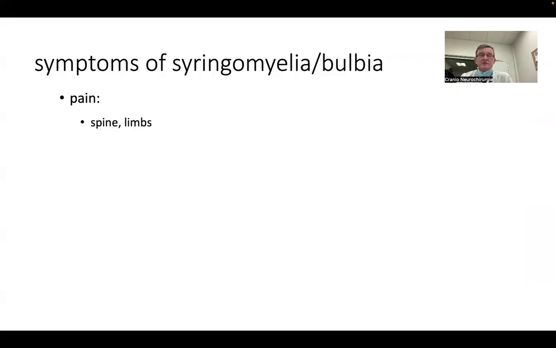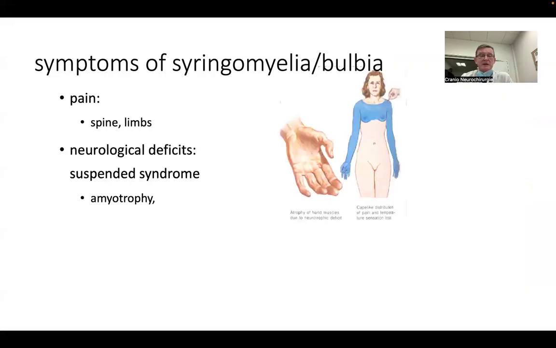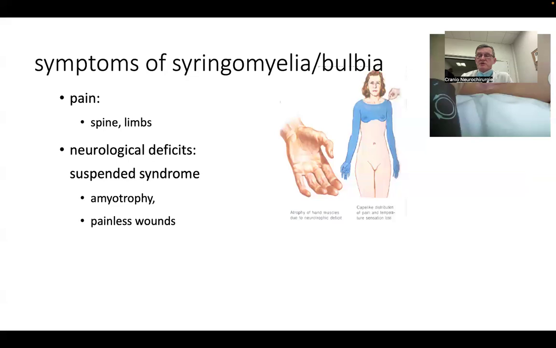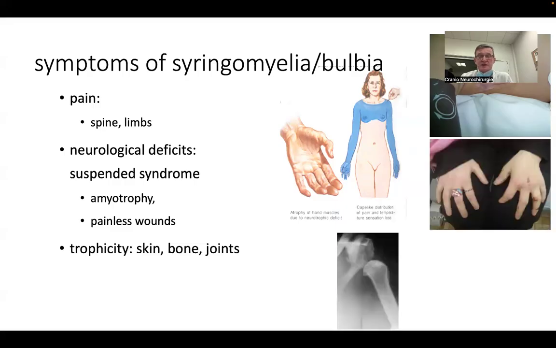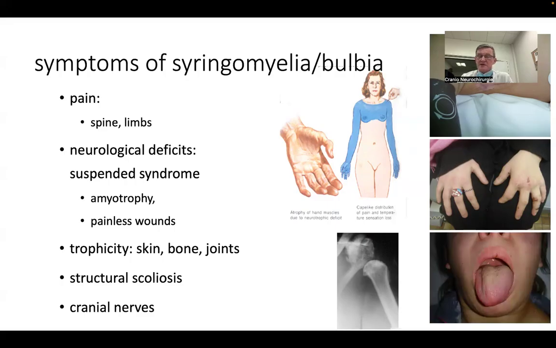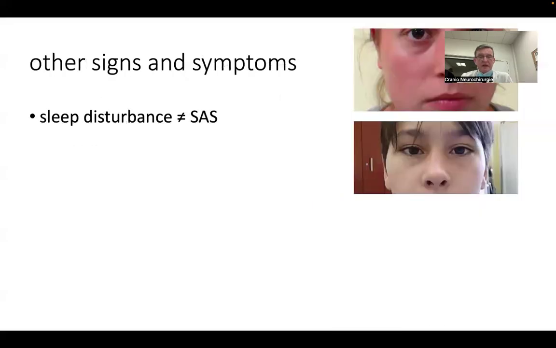Then you can have symptoms of syringomyelia, syringobulbia. It can cause pain in the limbs, in the spine. It can cause neurological deficit, typically with a suspended syndrome, and with amyotrophy, with painless wounds, like in this teenager who was severely burnt without any pain, and trophicity problems in the hands, in the joints, and also structural scoliosis and cranial nerve deficits, like seen before, with this typical amyotrophia of the tongue.